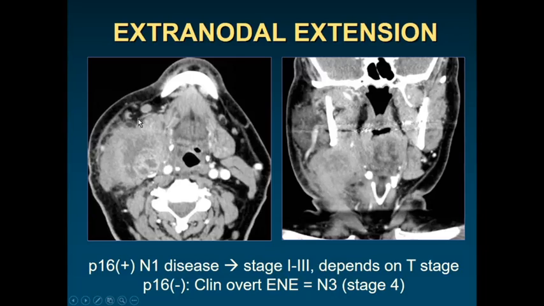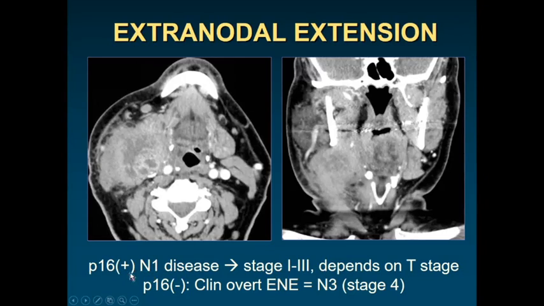This is pretty gross extranodal or extracapsular extension. It looks like it's invading into the sternocleidomastoid muscle. This is the finding that we really want to remark upon, so the pathologist looks carefully for it at tumor board, but clinically overt ENE is N3 disease and stage 4 for P16 negative cancers.